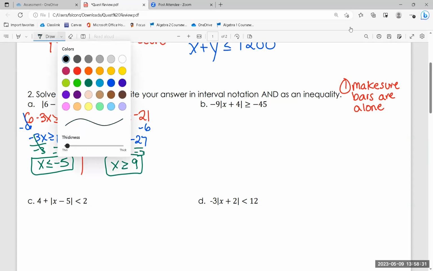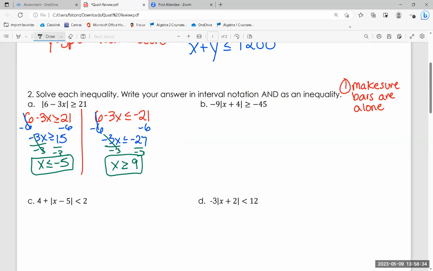Okay, so we want to graph. It wants us to graph these. No, it doesn't want us to graph. It wants us to write an inequality, which we did, and interval notation. So we want everything less than negative 5 or bigger than 9. I might just draw a graph to help me with my interval notation. So if I think about my graph, we're at negative 5 and 9.